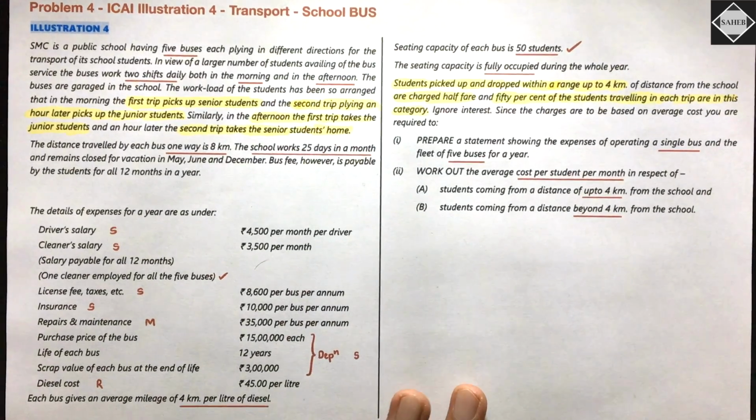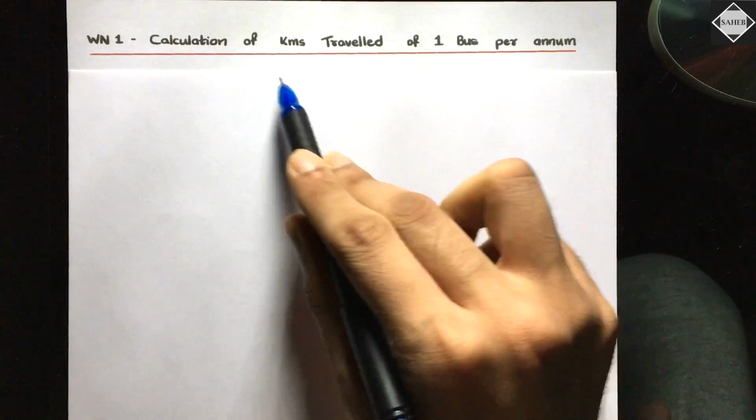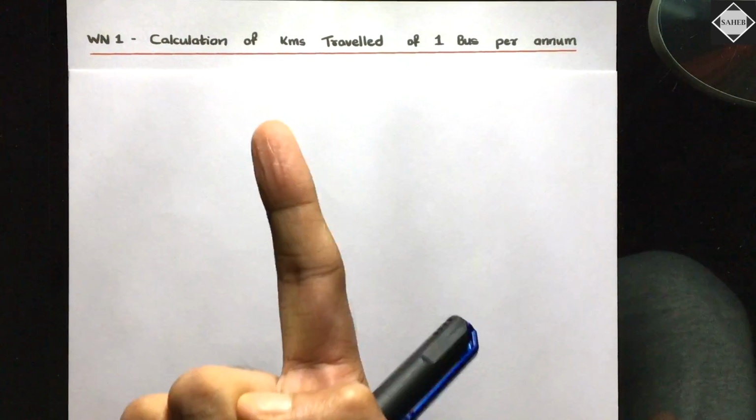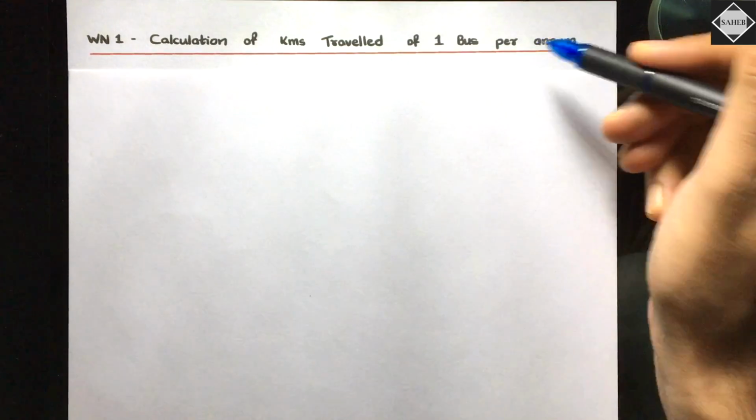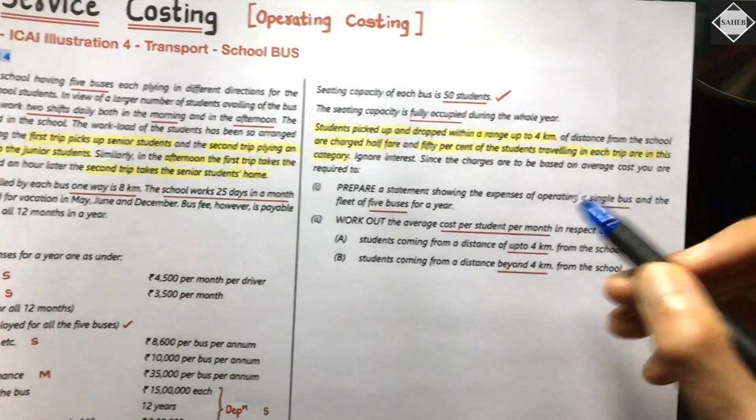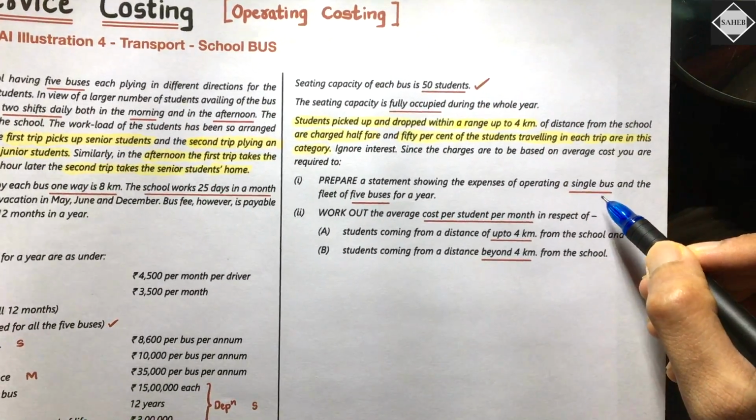Let's start solving this question. Now see, here we have the solution. The first working note is the calculation of kilometers traveled by a single bus per annum. The question told us to calculate the cost of a single bus first, so we have to think we just have one bus and do all the calculation in all the working notes. Then we'll multiply by 5 if we need the 5 buses answer.